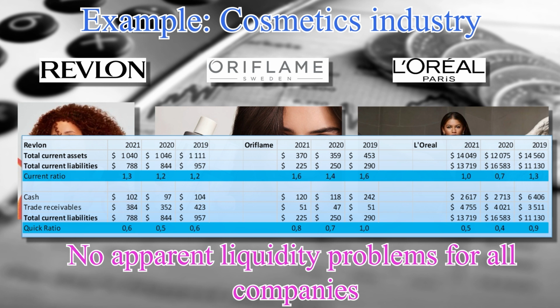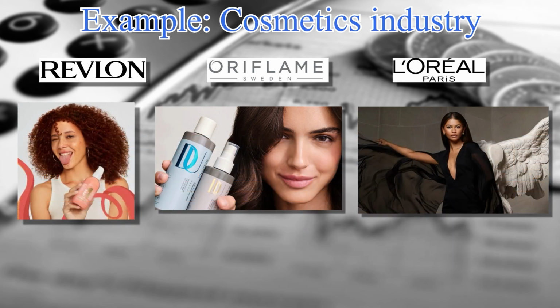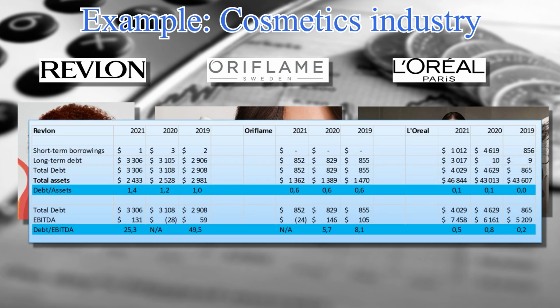All 3 companies have similar indicators of their current liquidity, at least for 2021, 2020, 2019. There aren't significant changes in there. They had no apparent problems with liquidity. Let us take a look at their debt to assets ratios. And here, as you can see, the picture is completely different. So liquidity is not everything. Do not mix up liquidity with solvency.